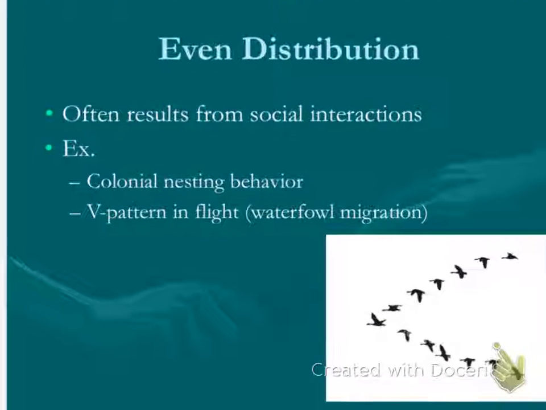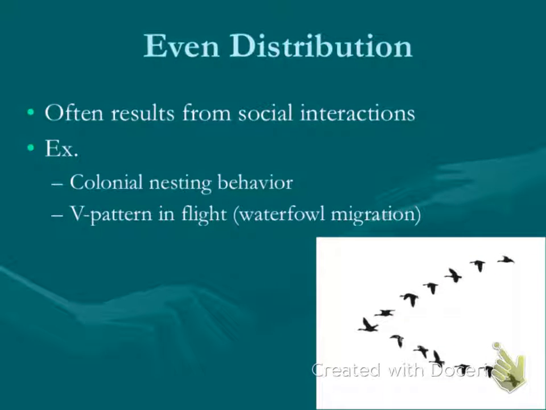Even distribution. Also, very often results from social interaction. Here's the thing to remember. You can have a positive social interaction. Ooh, let's all hang out together. You can have a negative social interaction, which is, get away from me. So even distributions very often are the result of a social interaction, but not necessarily a positive one.